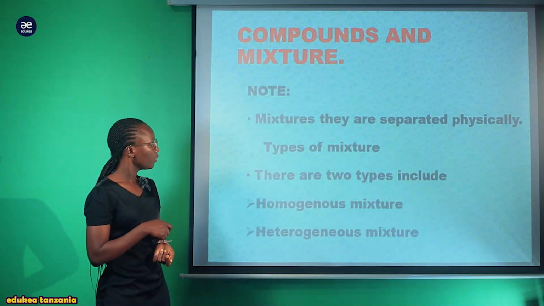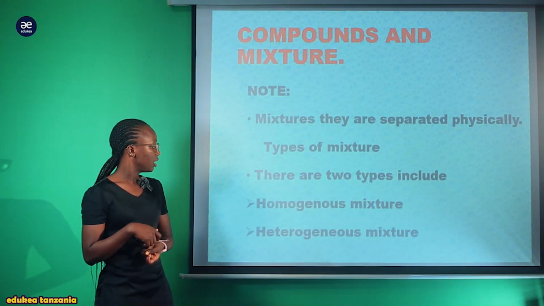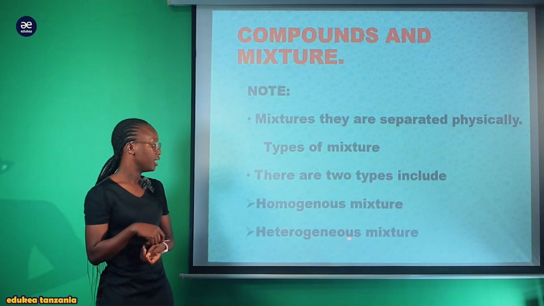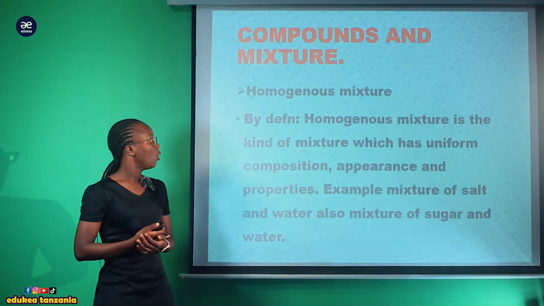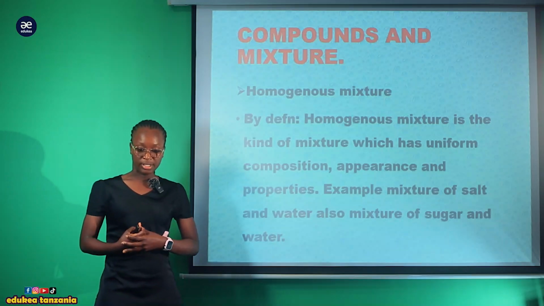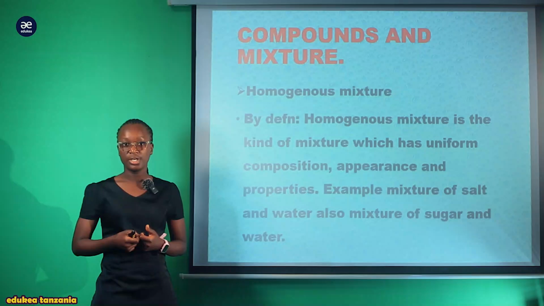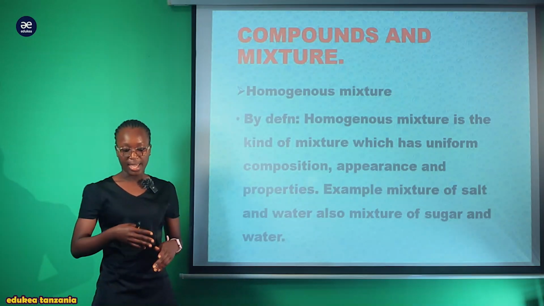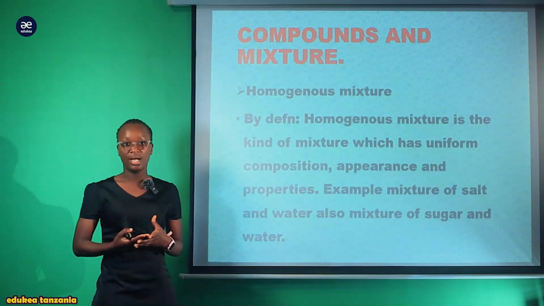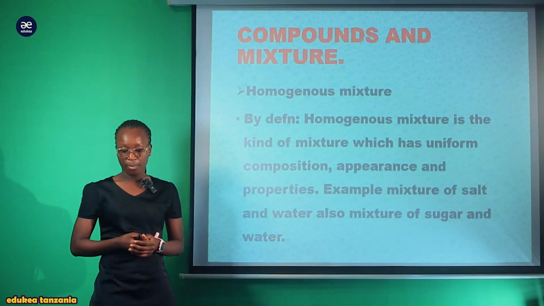Types of mixture. There are 2 types of mixture, which are homogeneous mixture and heterogeneous mixture. Now, what is a homogeneous mixture? When we talk about a homogeneous mixture, it's the kind of mixture which has uniform composition, appearance and properties, kwamba zinafanana katika composition, ule muonekano, pia their compositions are the same.